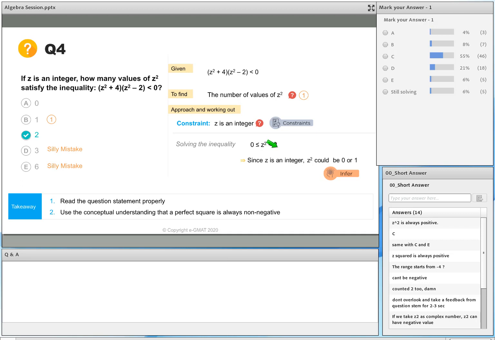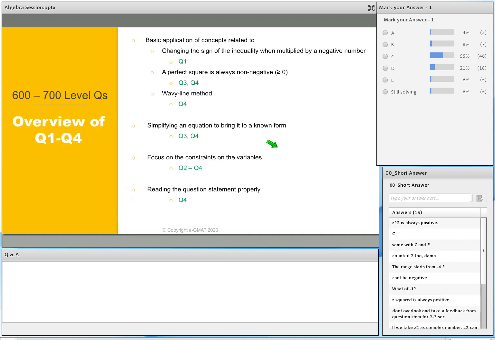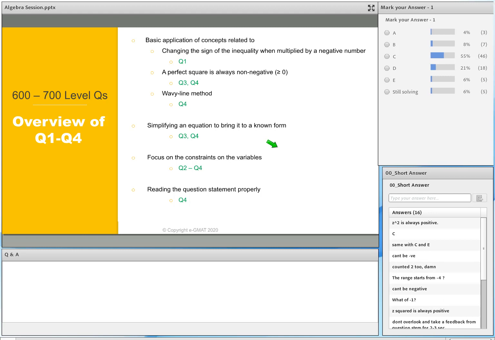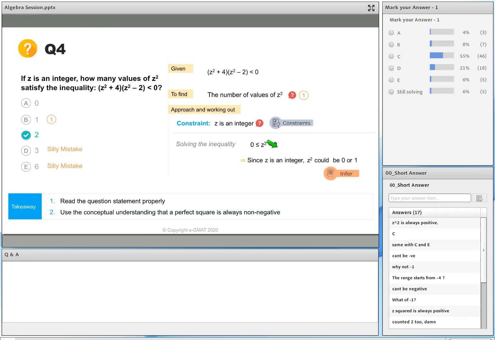Okay, now with this, everybody, this is just an overview of the questions that we've done till now. Okay, read in the comments, count it to also -1. How can Z squared be -1? Come on, it's a positive number. Read what the question wants. Values of Z squared, not Z.